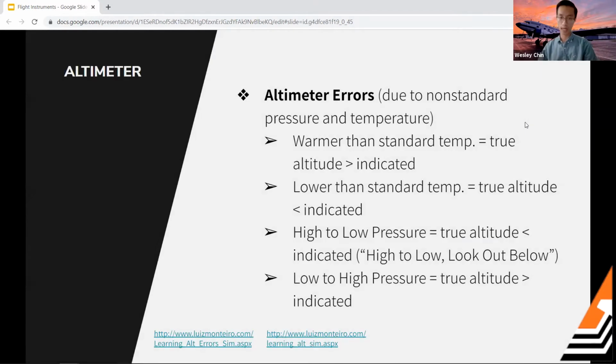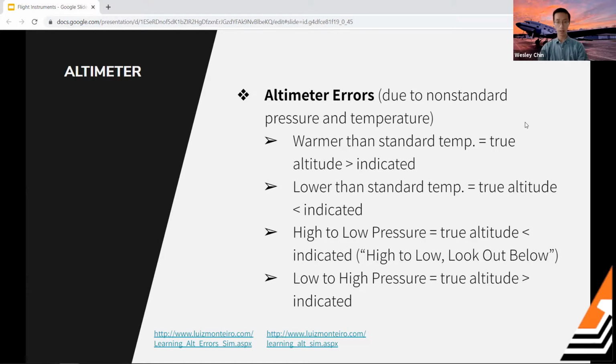So not a perfect instrument either. There are errors for the altimeter due to non-standard pressure and temperature. So this is important to understand, and I'm going to show you a couple websites to figure this out. When we have warmer than standard temperature, your true altitude is actually higher than indicated altitude. So in other words, whatever you're seeing on your altimeter is a little bit too low, and it's vice versa. So let's say you have a lower than standard temperature. Your true altitude will be lower than indicated.